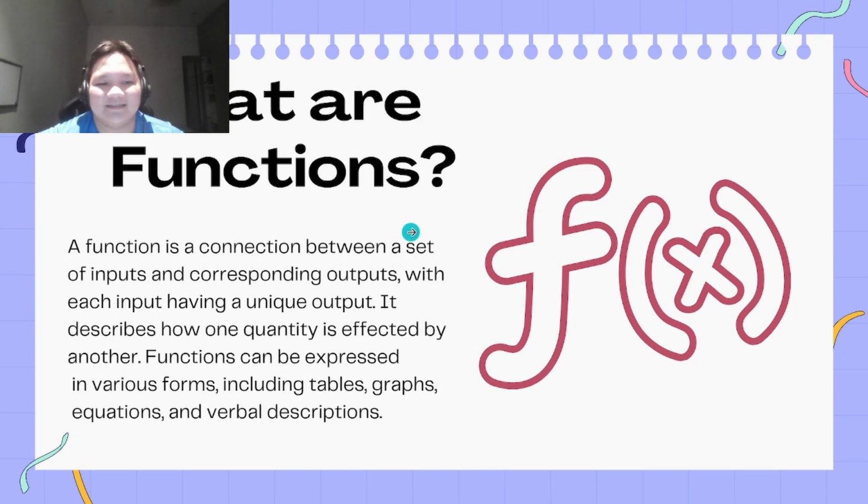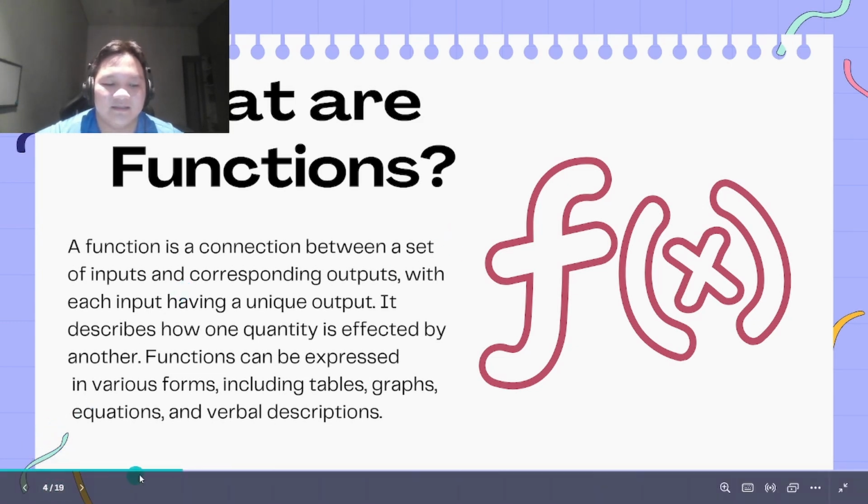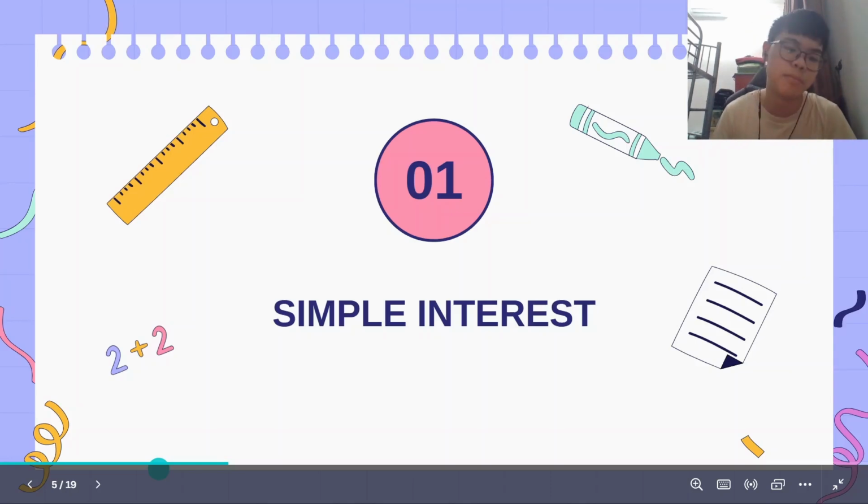So what are functions? A function is a connection between a set of inputs and corresponding outputs, with each input having a unique output. It describes how one quantity is affected by another. Functions can be expressed in various forms including tables, graphs, equations, and verbal descriptions. Okay, for the first one is simple interest.